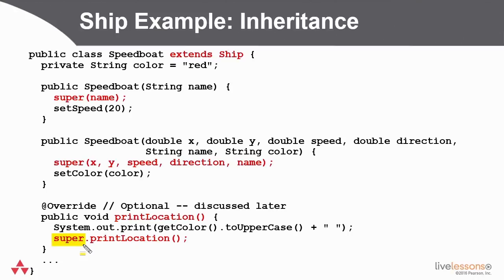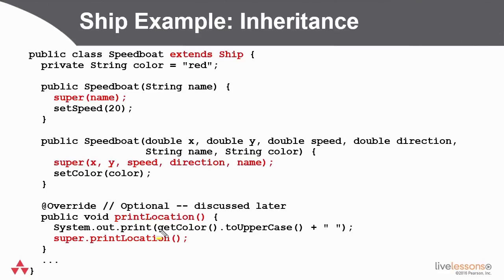If inside the body of print location, I just called print location, I'd just have an infinite recursive loop, and it would just go forever until the stack overflowed, and it would crash out of memory or something like that. So in this particular case, I have a locally defined method called print location and an inherited one called print location, and I want to distinguish between the two.